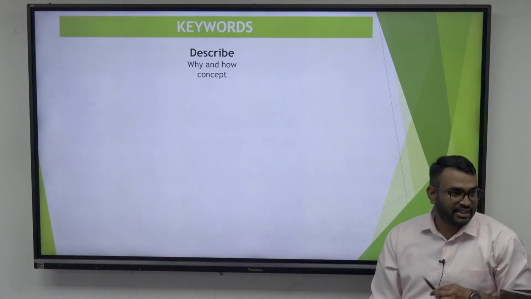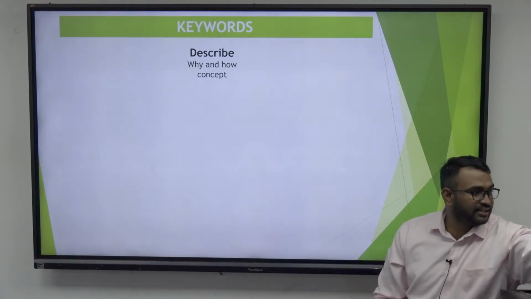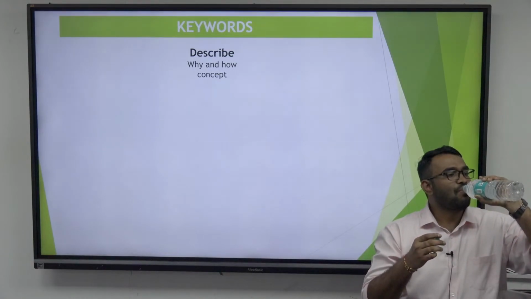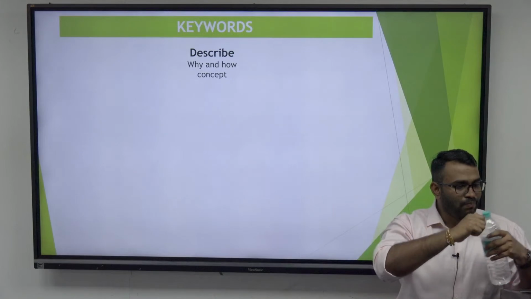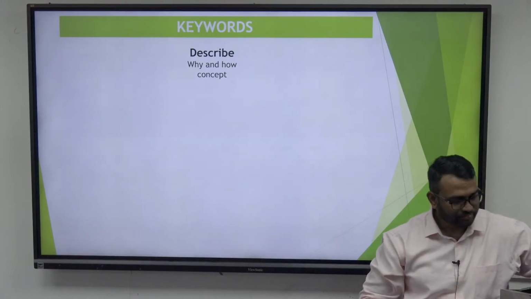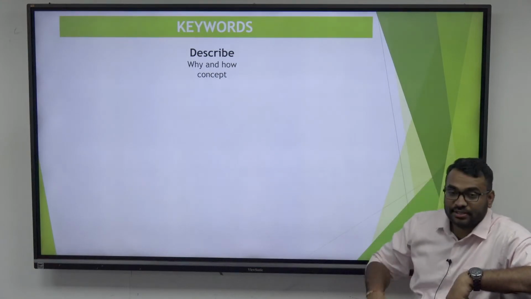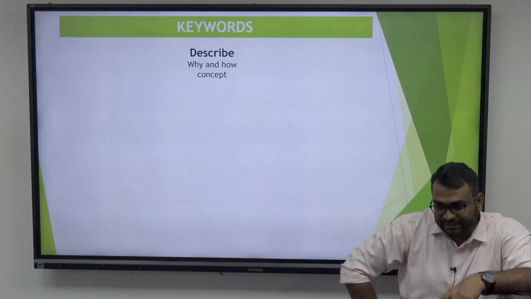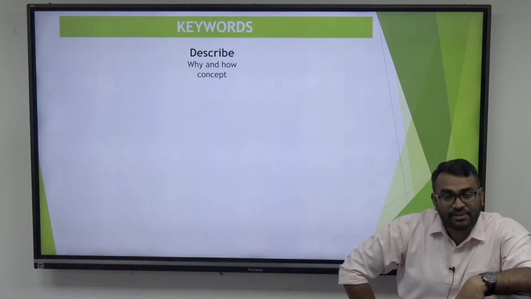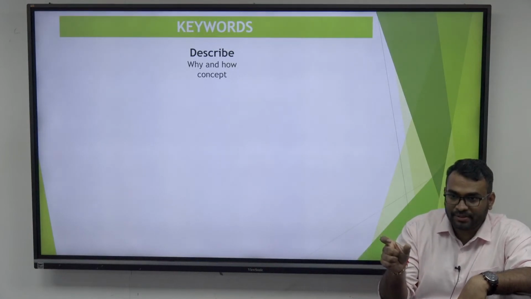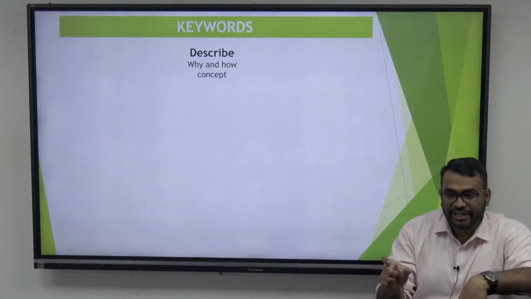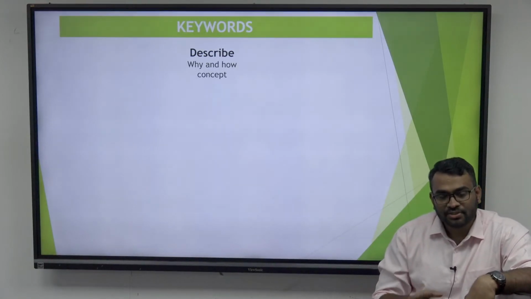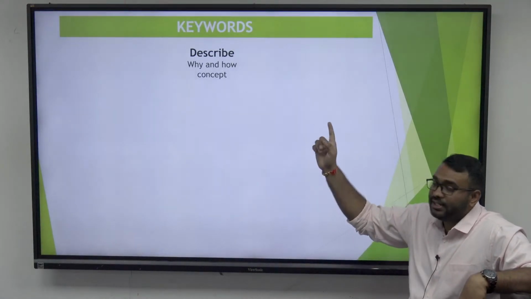First one is describe. Most often this word would be there in our optional paper. Whenever you see this sort of word in the question, your main focus should be on explaining the why and how aspect. That is to say, describe chromosomal aberrations. So what is the concept of it? What is the meaning of it? Then you have to explain how that is originated. What is the impact of it? And then how can we overcome these things? So if you are explaining these 3 aspects, then the why and how aspect will be covered.